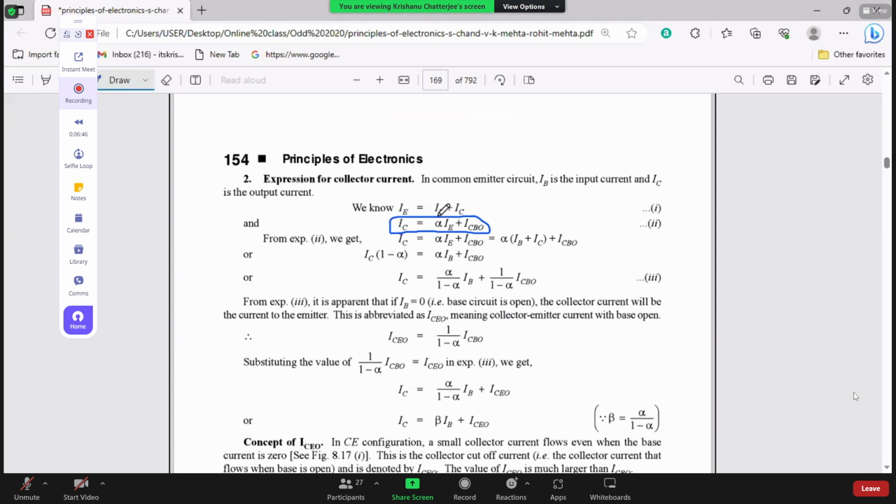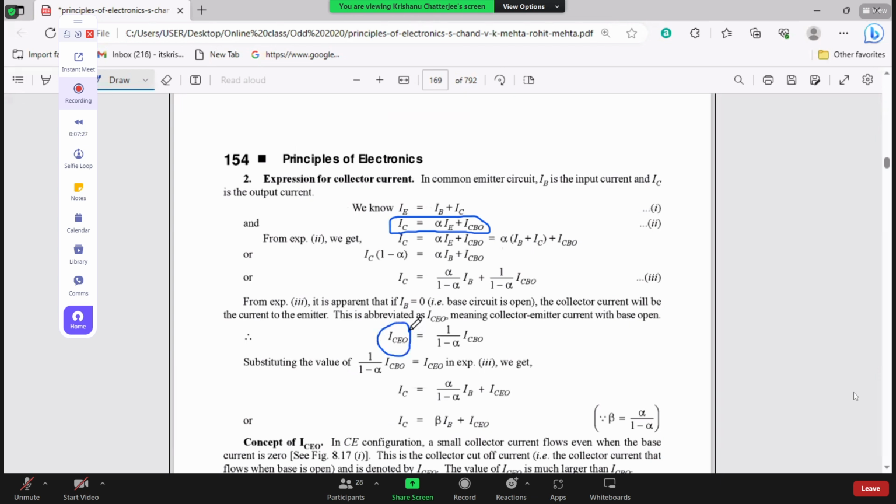Now since IE equals IB plus IC, we replace this IE in terms of IB and IC. So IC equals alpha IB plus alpha IC plus ICBO. Here we get one term, alpha IC, which we bring to the left hand side. So we have IC common, 1 minus alpha equals alpha IB plus ICBO. So IC equals alpha by 1 minus alpha IB plus 1 by 1 minus alpha ICBO.